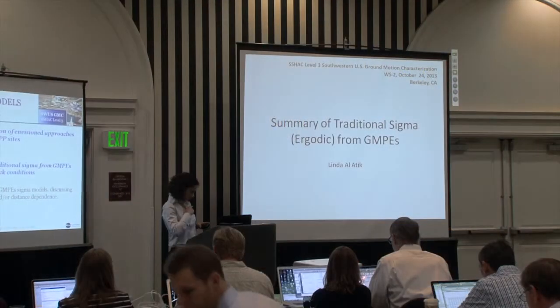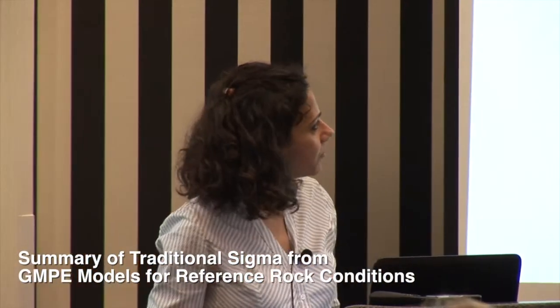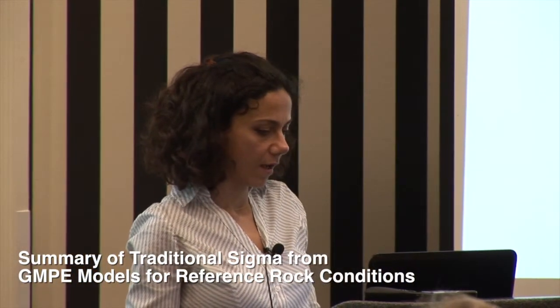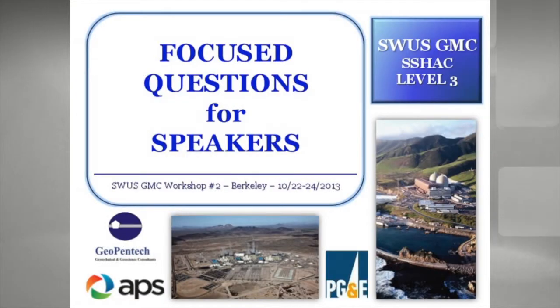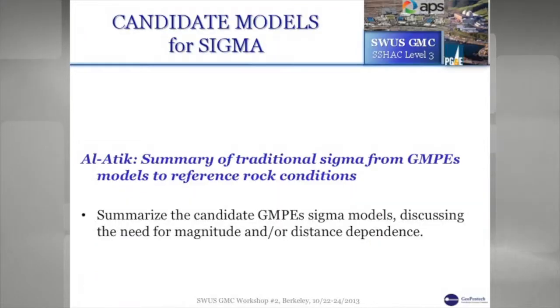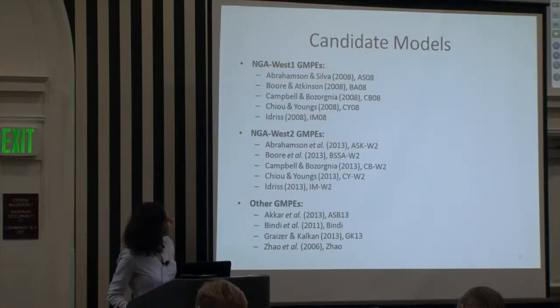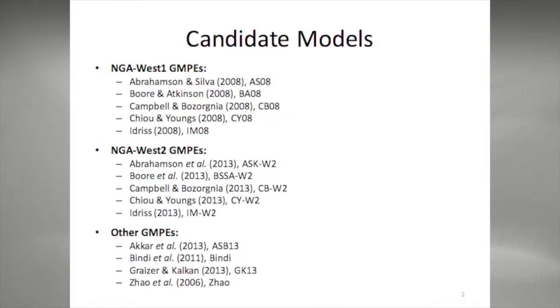Good morning. All right. My first presentation is on ergodic standard deviation. This is basically a summary of the within event and between event standard deviations in the 14 candidate ground motion models that the TI team is currently evaluating. So you have the 5 NGA West 1 models, 5 NGA West 2 models, and the 4 non-NGA models, Akar et al., Bindi et al., Grazer and Kalkan and Zhao.